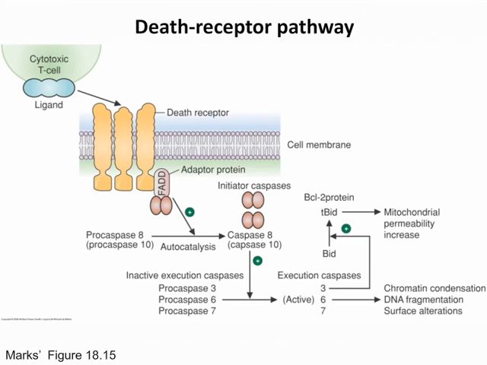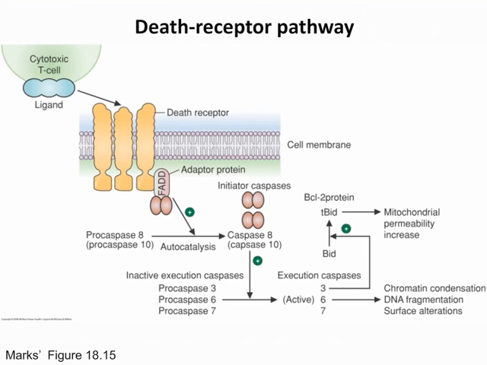So here we have a death-receptor pathway. Once a ligand binds to the death receptor, it can activate an adaptor protein FADD, which stimulates autocatalysis of procaspase 8 and 10. So 8 and 10 become active caspases 8 and 10, which can activate procaspase 3, 6, and 7 into execution caspases 3, 6, and 7. Once you have these active execution caspases, they can begin going through chromatin condensation, DNA fragmentation, or surface alterations.